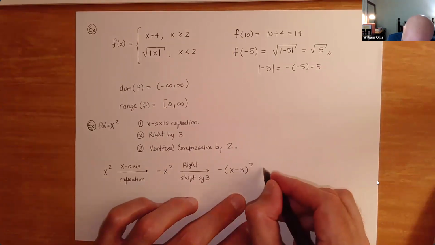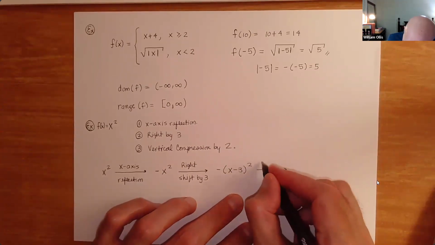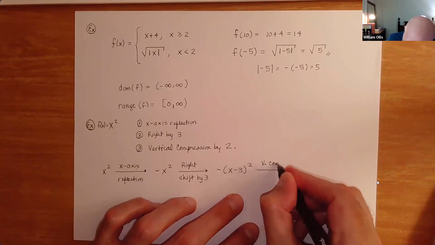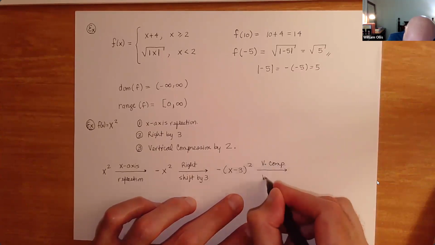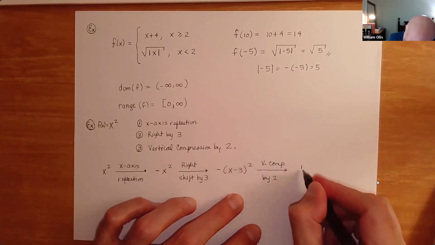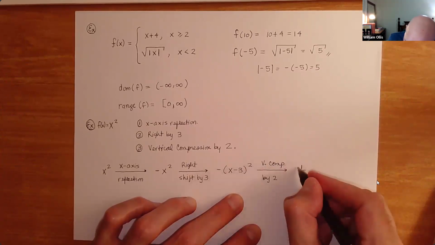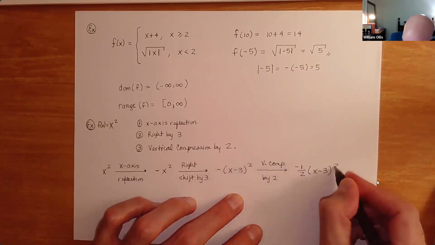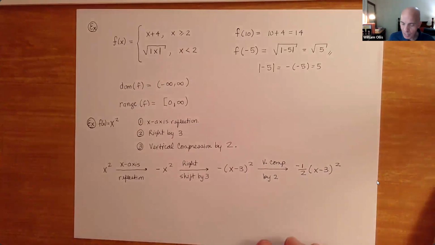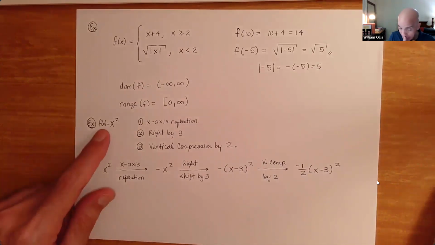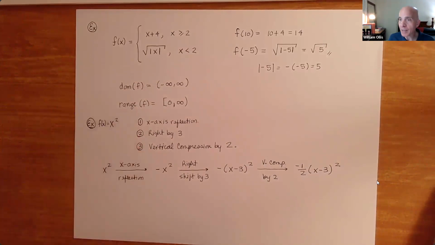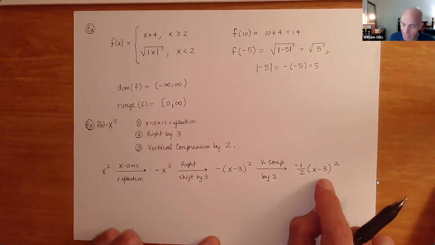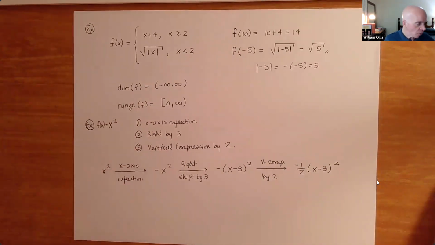And then vertical compression by 2. So we multiply by 1/2. So we have 1/2 times the negative, and then x minus 3 quantity squared. So this is a way to actually take a given parent function and apply the transformations in a sequential process. And applying these sequentially gives us this. Now let's go ahead and work on a graph of this.